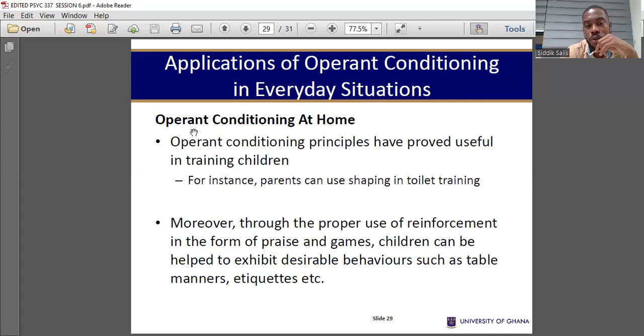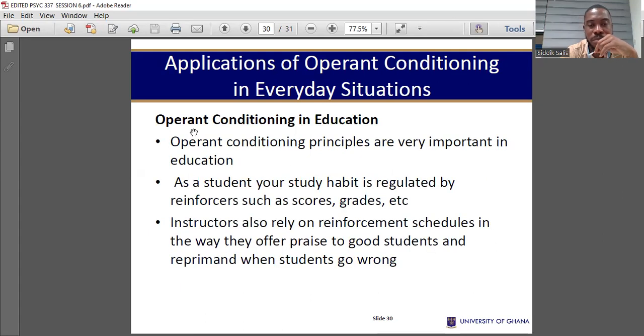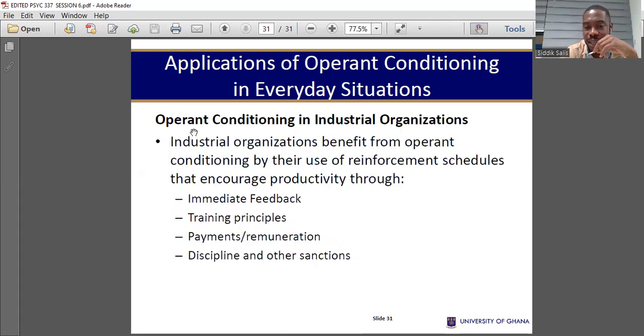Application. So we'll discuss this. The game thing I mentioned, the school things I've mentioned, they are all applications of operant conditioning. At home, education, industrial, I've mentioned the commission thing and all that.